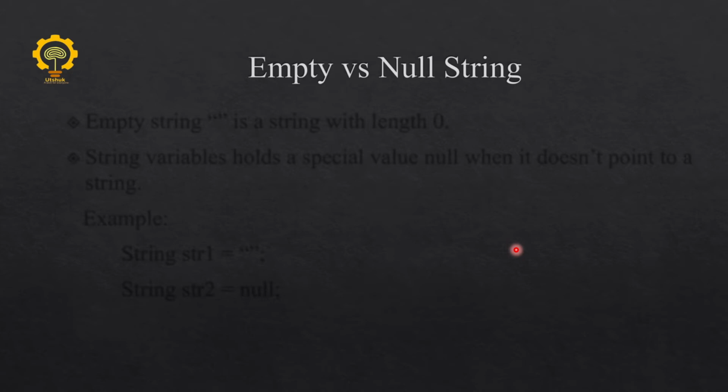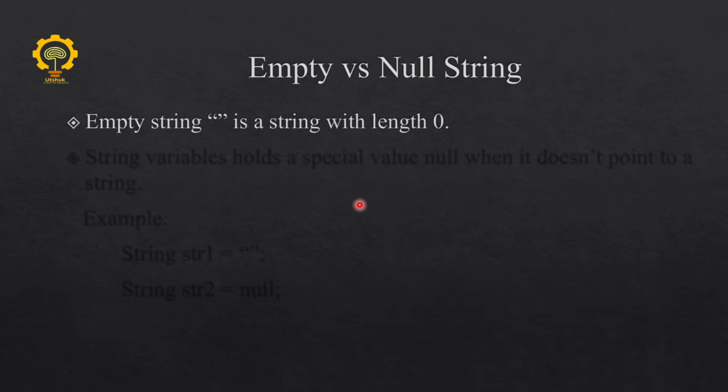Now, empty versus null string. Many beginners could quite get confused between the empty and null string, as they seem to be the same, but there's a difference. An empty string is a string with a length of 0, and in order to define the empty string, we assign double quotes with nothing inside. So it's a string with a length of 0, and it's gonna create the object, and this empty string is gonna point to the string instance.